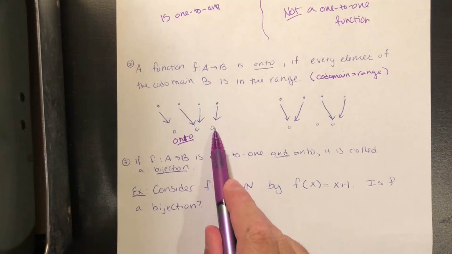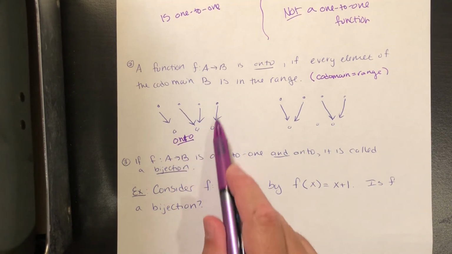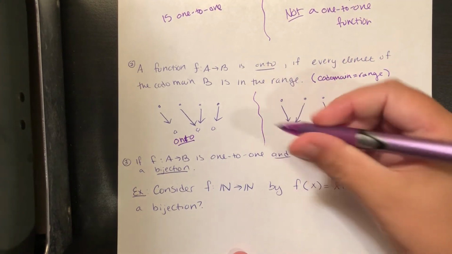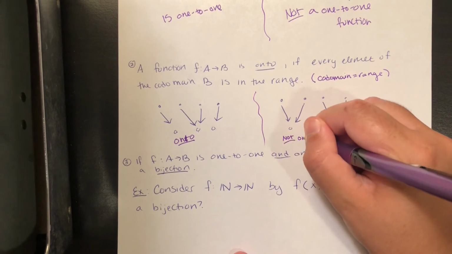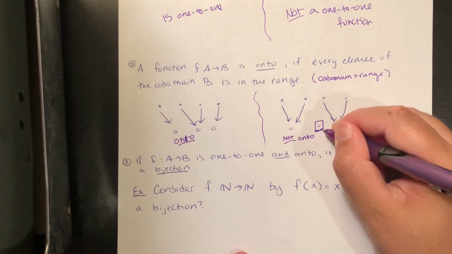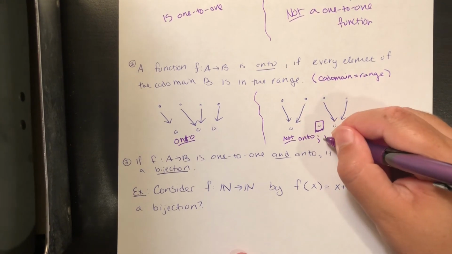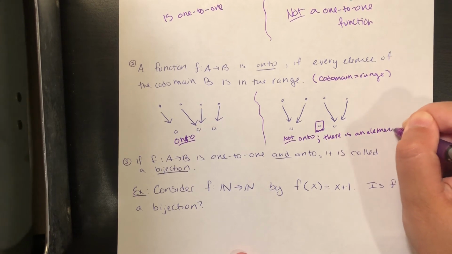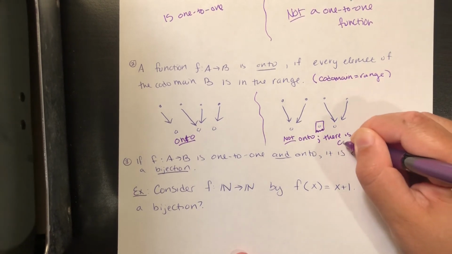Everything in the codomain actually gets mapped onto by something in the domain. But this example here is not onto, because we have this element in the middle, this guy here. There is an element of the codomain that's not in the range.